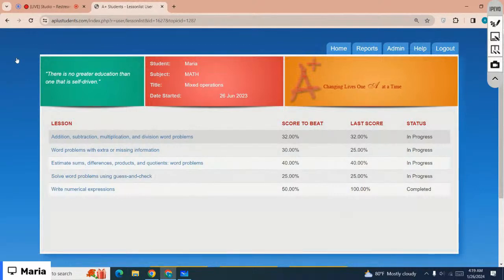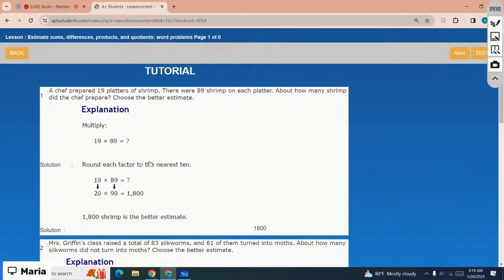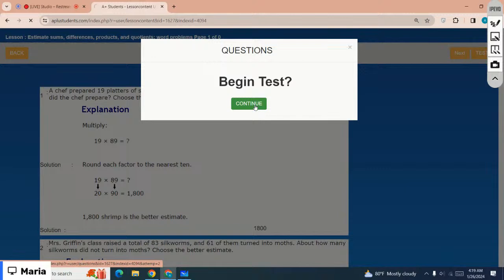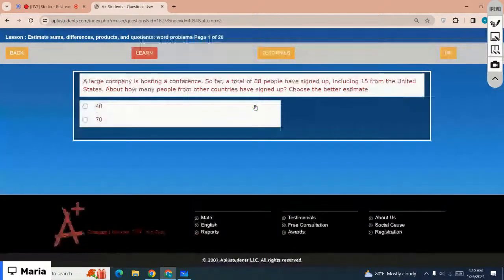The next lesson is estimate sums, differences, products, and quotients word problems. Okay, let's just start with the test questions. You have to estimate, right?